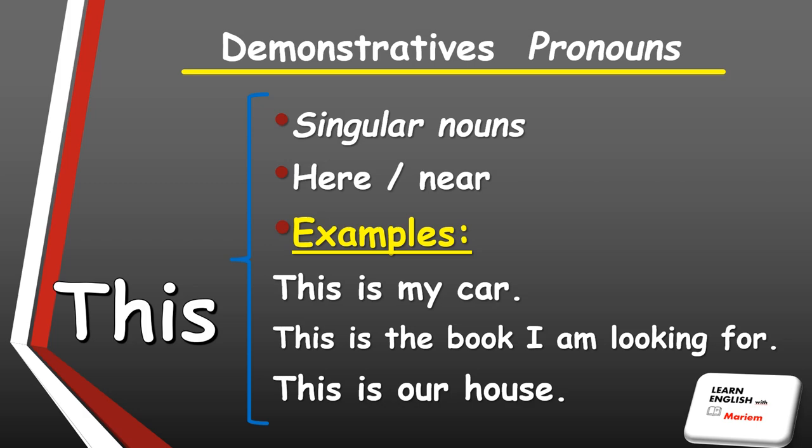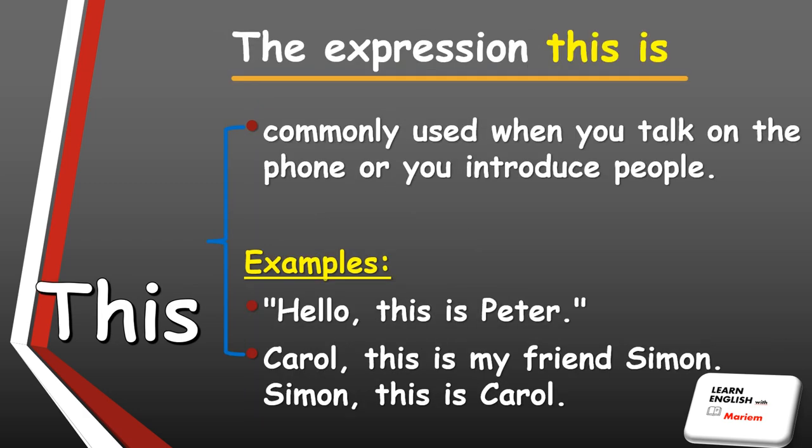For example, this is my car. Oh, look, this is my car. Is it cool? This is the book I'm looking for. Oh, finally, this is the book I'm looking for. This is our house. Pay attention. Sometimes we use this is as an expression.